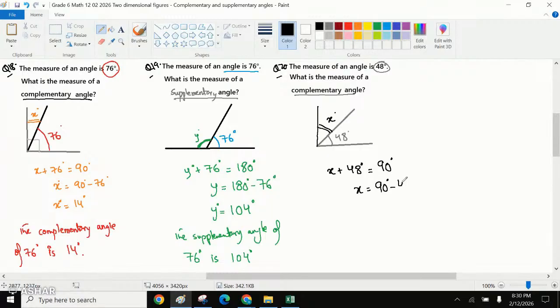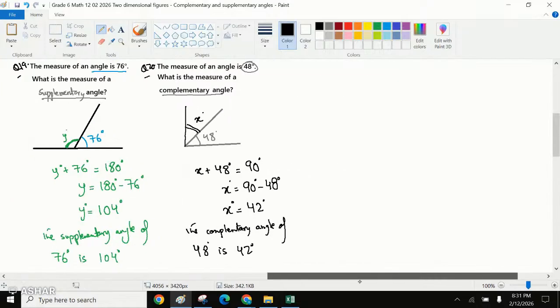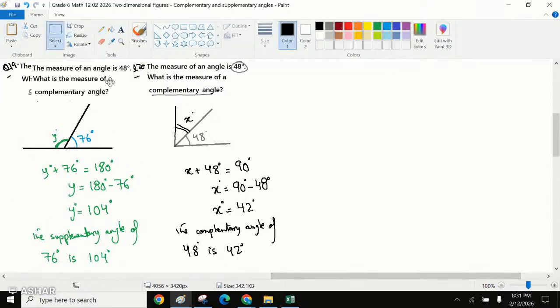90 minus 40 is 50 and 50 minus 8 would be 42. Perfect. So we can say the complementary angle of 48 is 42. Thank you, Ashik. Thank you, peace. Okay. Same question, change of values.